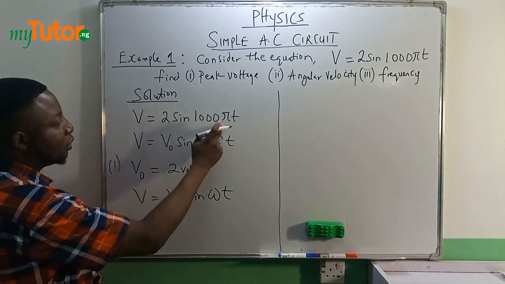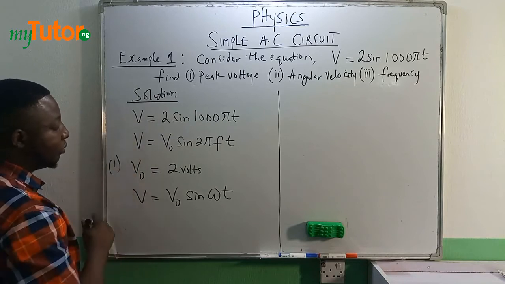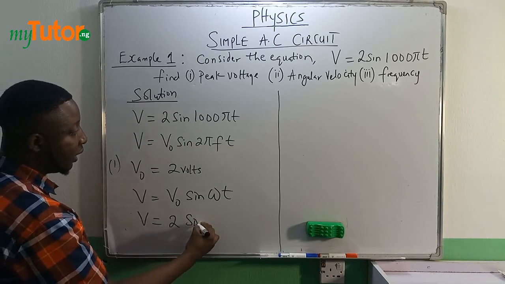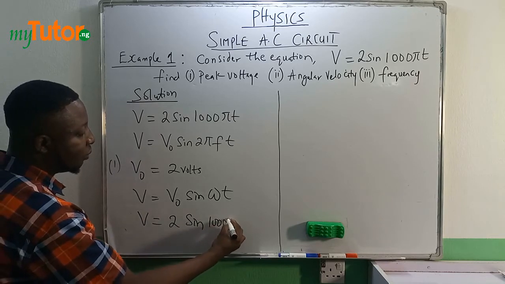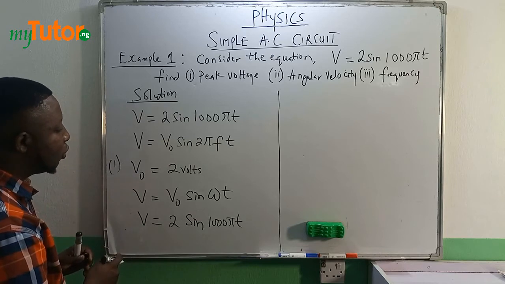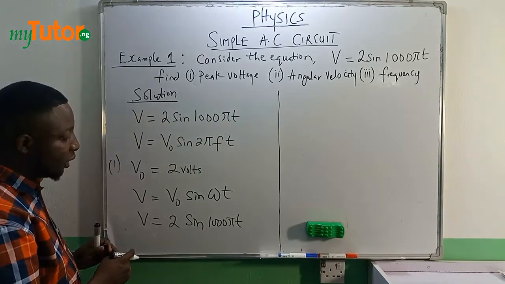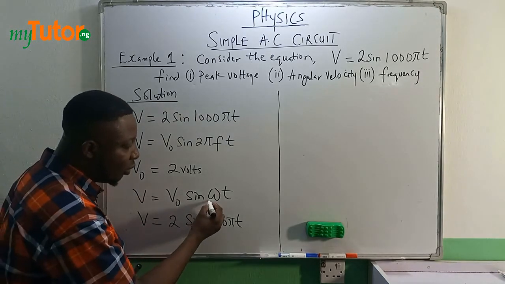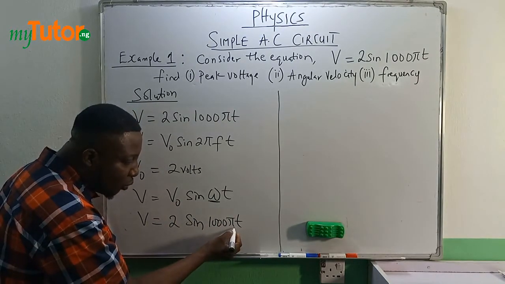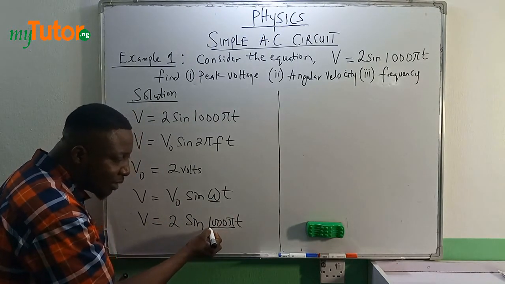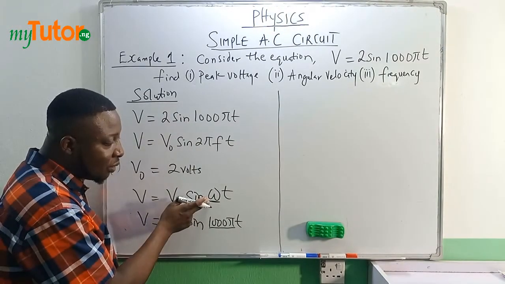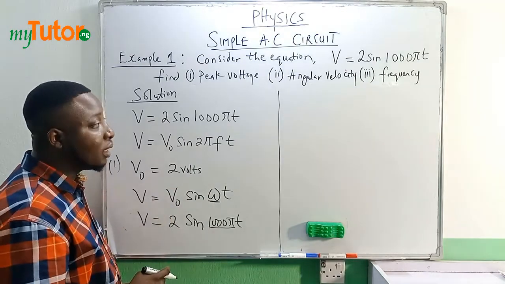So if we write out the equation we are given below it, that V is equal to 2 sine 1000 pi t, and compare the two equations, we can see that where we have our angular velocity, which is the omega, is where we have our 1000 pi. So that means that our angular velocity is equal to 1000 pi.